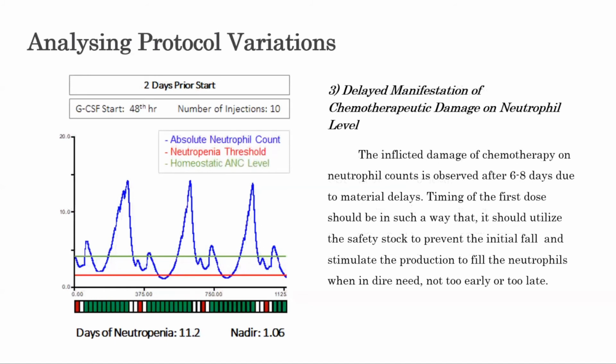For the last run, G-CSF injection starts 2 days earlier than the standard protocol and continues for a total of 10 injections. The reservoir is depleted way earlier than the actual effect of chemotherapy manifests. Thus, the patient falls below the neutropenic limit in each cycle after the true colors of chemotherapy are realized at the ANC level. Timing of the first dose should be such that it utilizes the safety stock to prevent the initial fall and stimulates production to fill the neutrophils when in dire need, not too early or not too late.